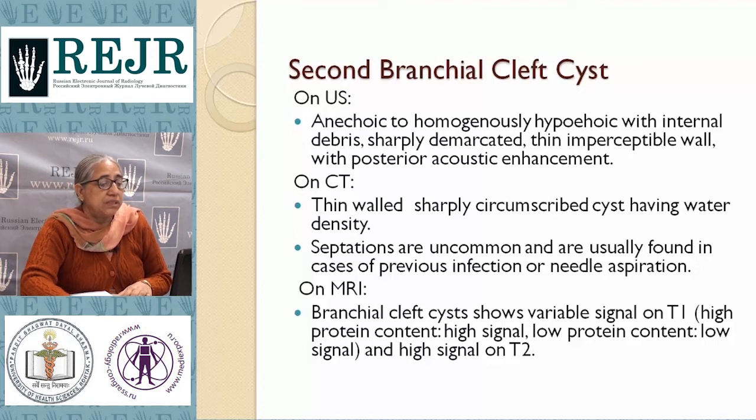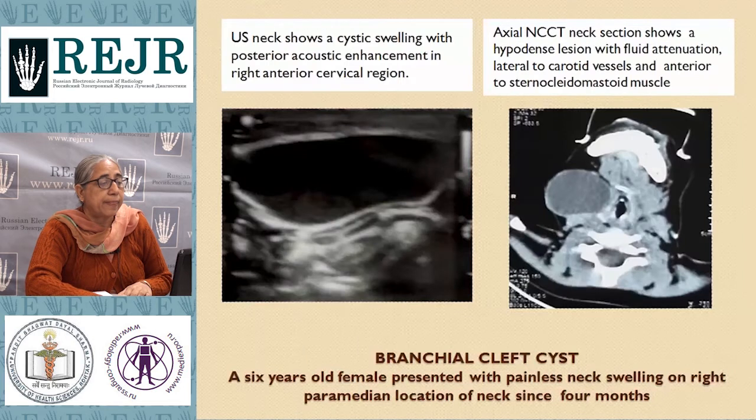On CT, they are seen as thin-walled, sharply circumscribed cysts having water density, and septations are uncommon and are usually found in cases of previous infection or after a needle aspiration. On MRI, they show variable signal on T1: high protein content would show high signal, low protein content a low signal, and a high signal intensity on T2.